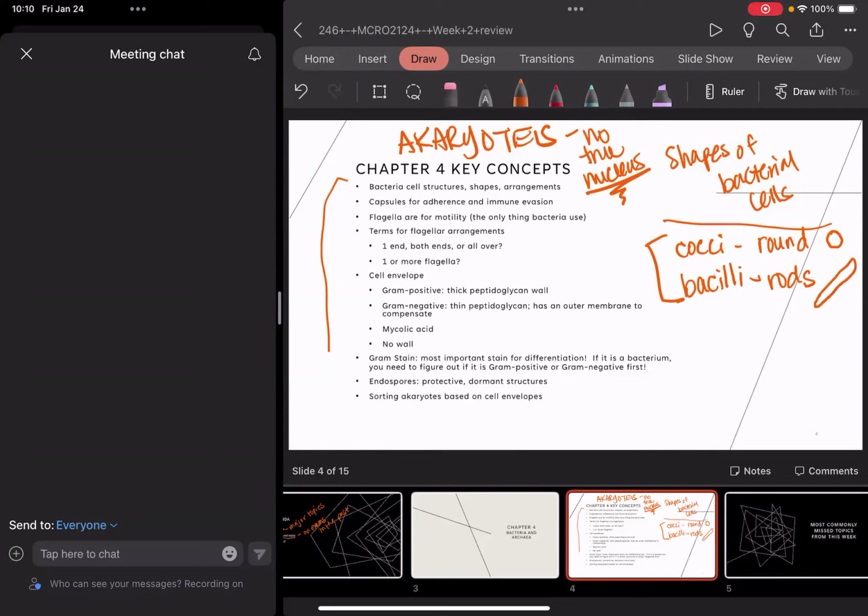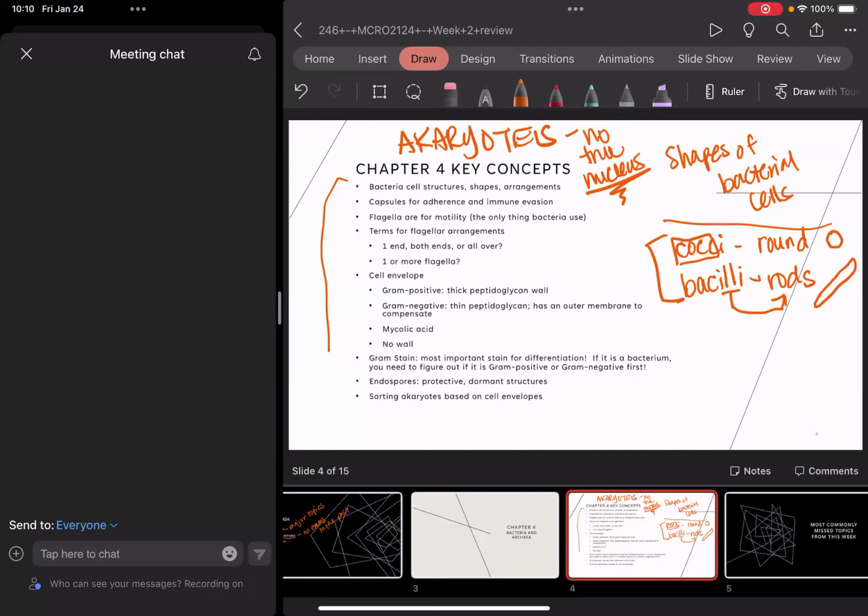The way I remember is that the letters in cocci are very round shaped. So cocci, those are the round. And then the bacilli, they've got these two L's in here, and those L's look like rods to me. That's one way you can remember which one means which. And those really are the biggies.